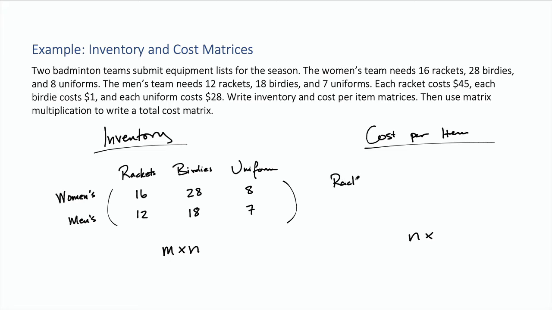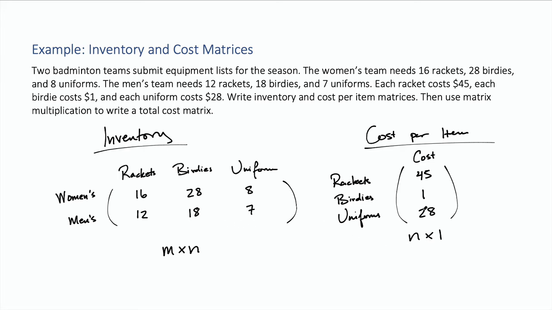So rackets, birdies, and uniforms. Okay. And so, well, the cost per racket is $45, per birdie is $1, and per uniform is $28. Okay. And of course this is the amount needed. The amount the cost. So cost. And this is of course by 1 and by 1 here.